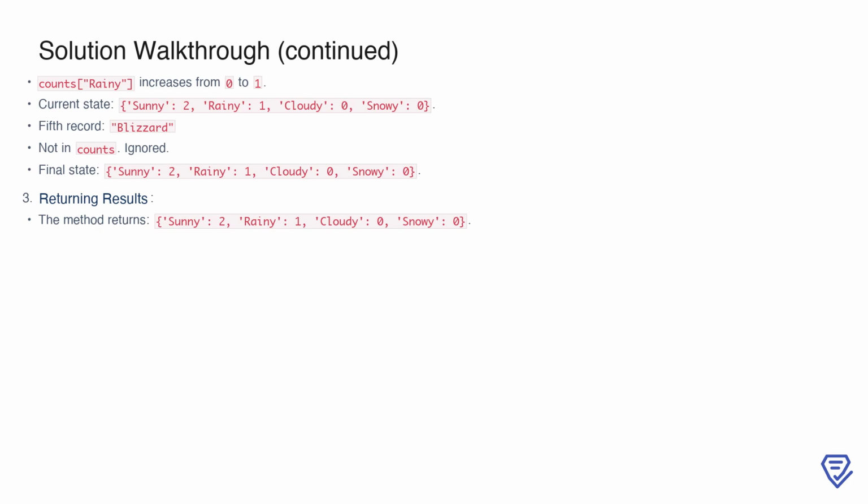This example demonstrates how the method effectively ignores unrecognized weather types while accurately counting only the recognized ones. By handling these different scenarios, the method ensures that the output remains reliable and focused on the specified weather categories.